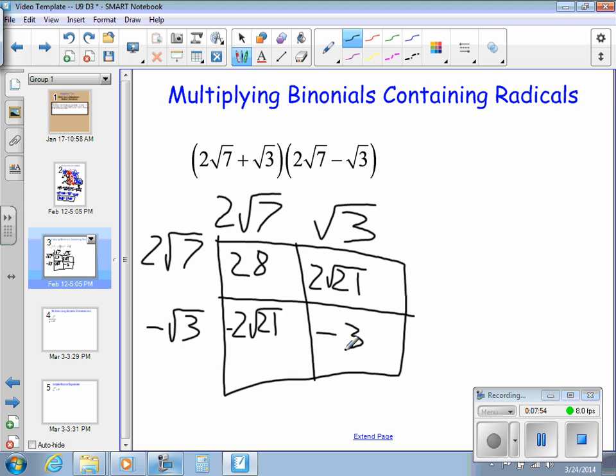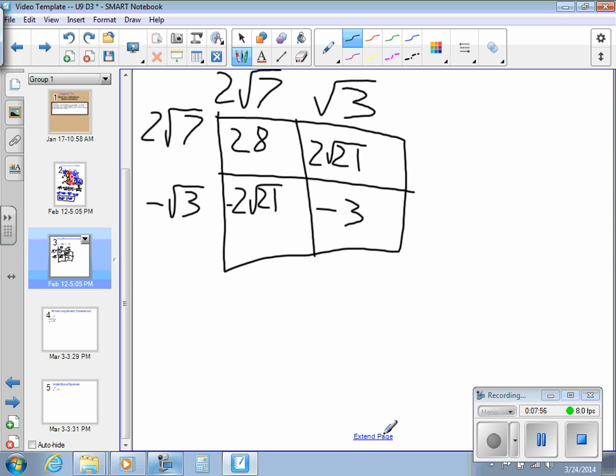Okay, so now we get to look at doing the combining here. And what I'm going to find here is 2 times the square root of 21 minus 2 times the square root of 21. Those two cancel each other out. So now I just need to combine the 28 and the negative 3, which gives me 25.